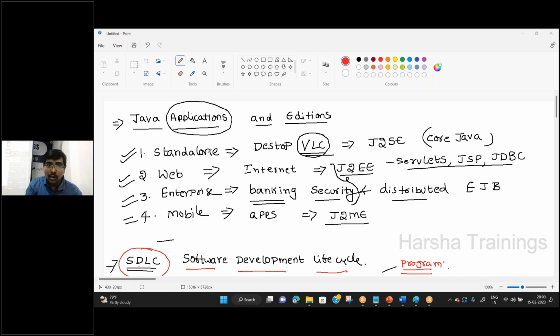Simply, standalone application means software that is installed in a particular system. Suppose VLC media player is software installed in your system. Such desktop applications are called standalone applications. Any software that requires internet, like Facebook and Redbus, is called a web application. Banking applications of an organization, an enterprise, are called enterprise applications. And applications installed and used in mobiles are called mobile applications. That means different types of software. Clear?